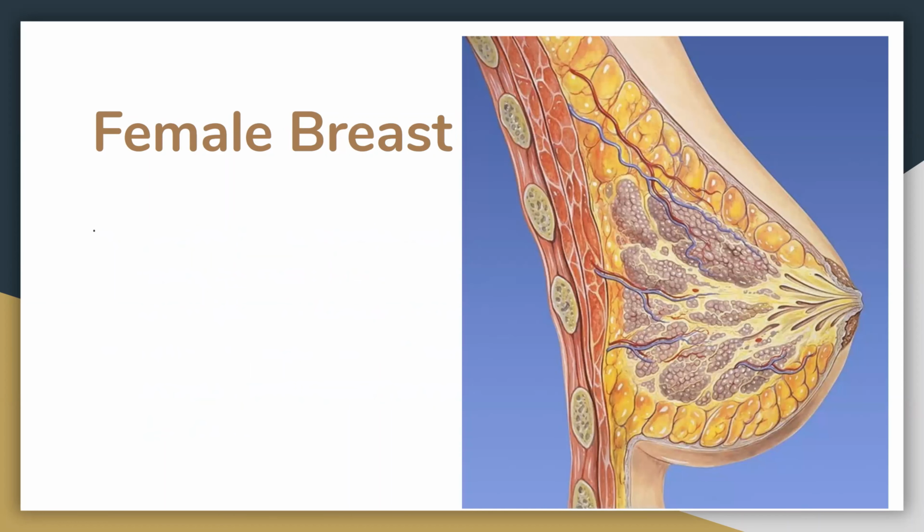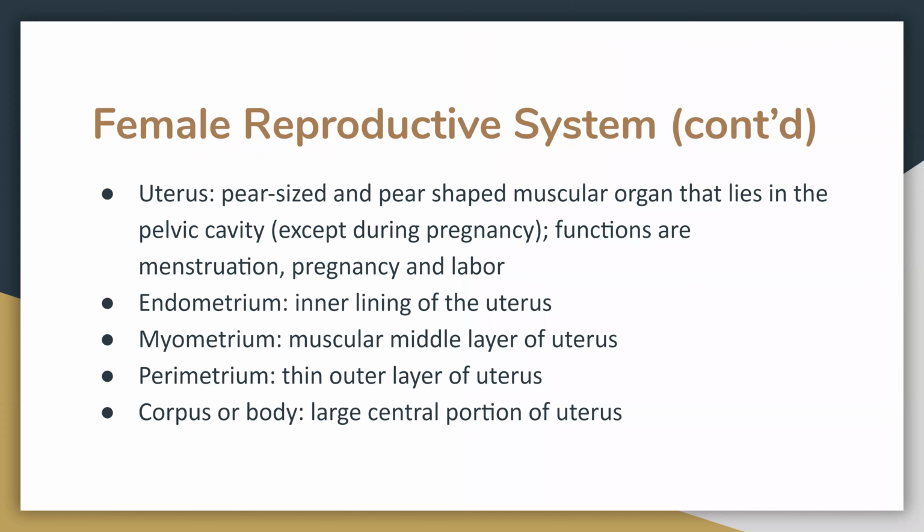Now, the female breast is connected to the female reproductive system in that once a female is pregnant, the breast does begin to form milk. And upon the birth of the child, it is able to then give milk through the mammary glands to that infant.